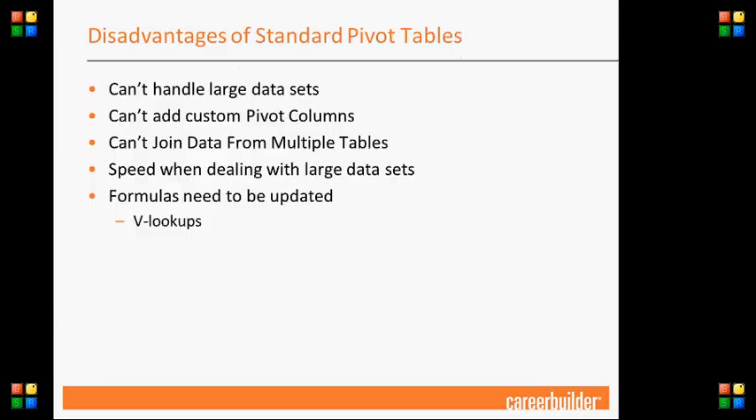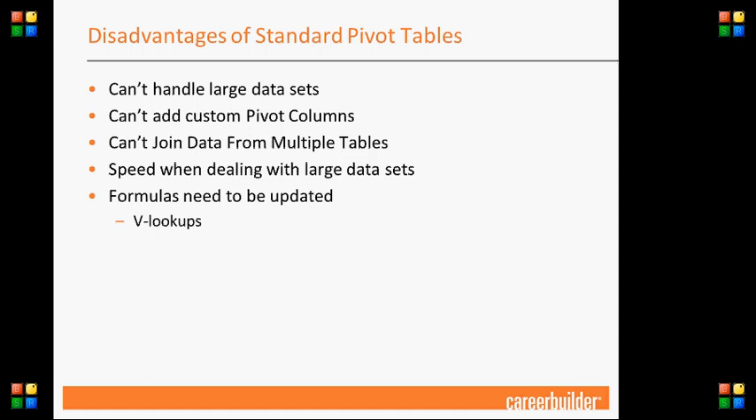Okay, so some current disadvantages of regular pivot tables are listed here. As I mentioned before, you can't really handle large data sets over several 100,000 rows. It slows down your computer. It's just really hard to manage, as well as adding custom pivot columns. I'll show you that in a sec as well. And you can't really join data from multiple tables. It's not relational. In PowerPivot you can. You'll see in our T&E example what that actually means.